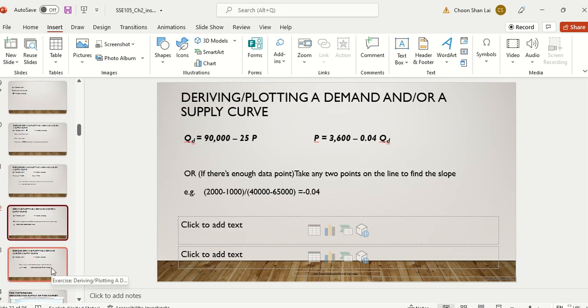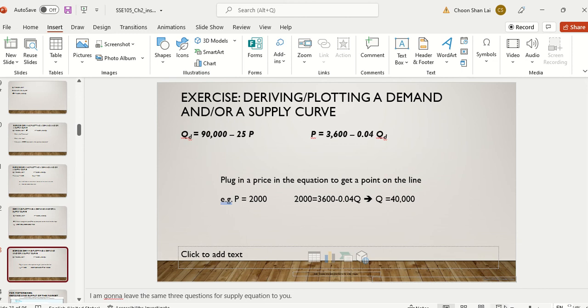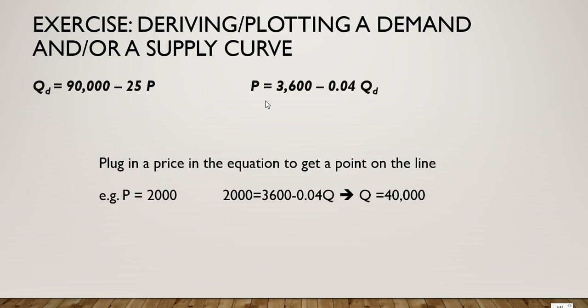And then the last question, if we are given that the price is $2,000, what would be the quantity demanded? What we do is we plug the number into the equation. Price is equal to 2,000, and then you solve for Q. The quantity demanded, then that will give us 40,000.